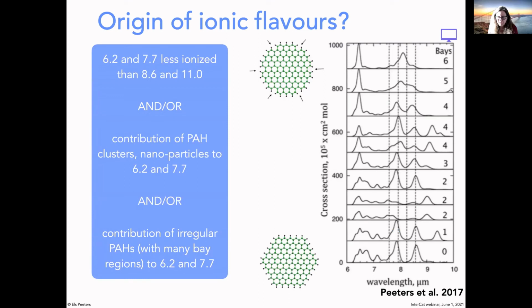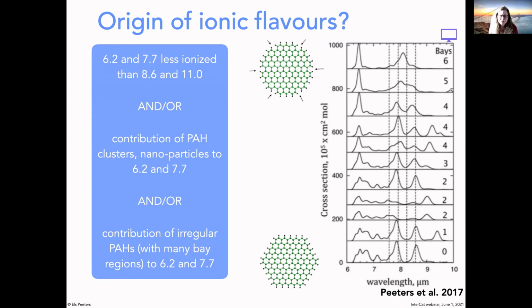So we have our ionic bands, and they behave differently, despite showing very tight correlations between them. And so what could be the origin of this behavior? There are three different options for this.